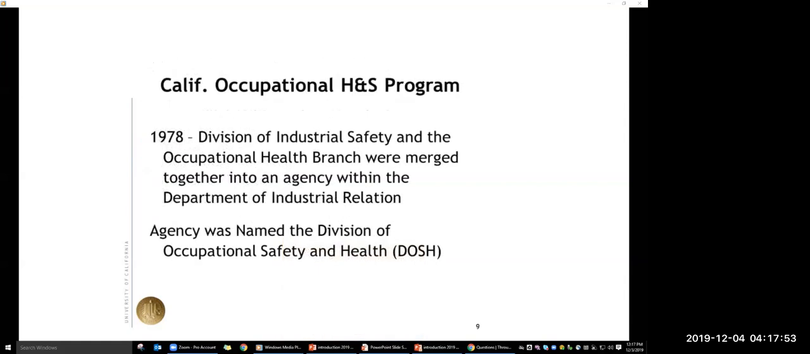In 1978, the Occupational Health Branch was merged with the Division of Industrial Safety to form a combined agency within the Department of Industrial Relations. This agency was named the Division of Occupational Safety and Health, or DOSH. You may notice, if you look at the Title 8 regulations in the table of contents for Chapter 4, it still refers to the Division of Industrial Safety.